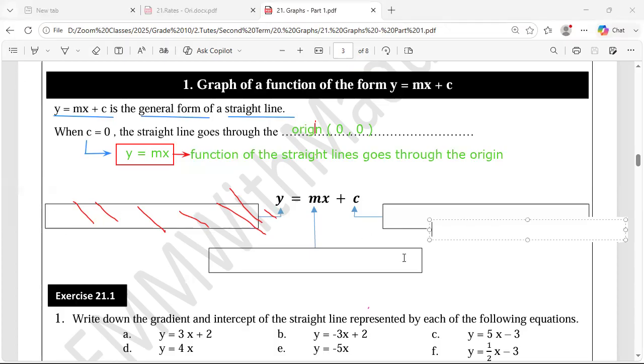So what is this c called? This is called the intercept. What is this m called? The gradient. Normally we call the gradient simply m, and the intercept simply c. So as you can see here, simple c and simple m.